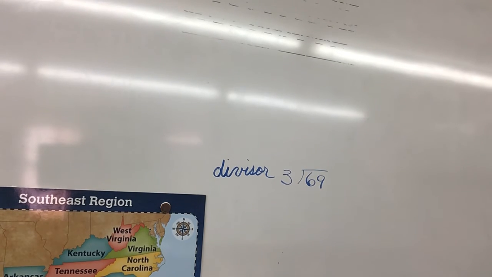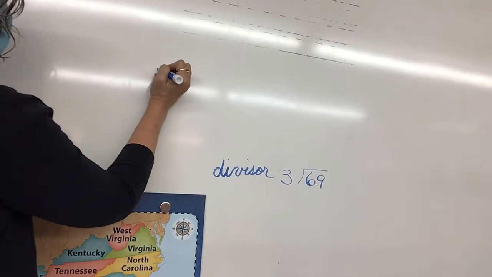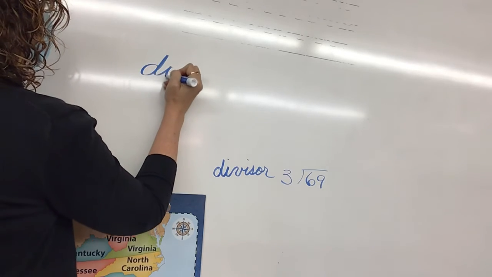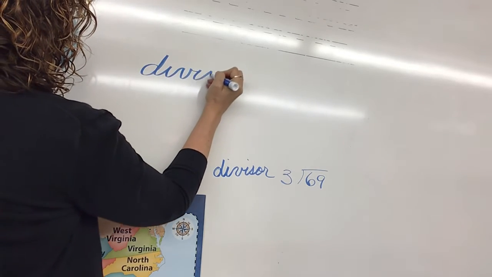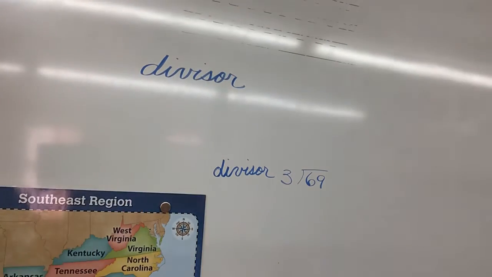That's so small, I can't see it. Then I will write it bigger. This word, I will write it big enough for you guys to see. D-I-V-I-S-O-R. Is that better? Yep. Okay.